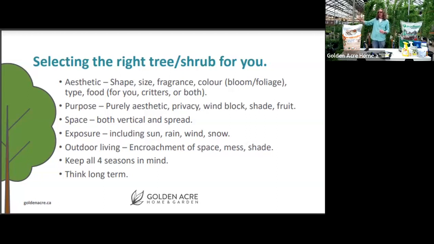So we need to consider that, not just for our aesthetic, but for the tree, because we don't want to be replacing it every year. We're not planting a tree with the idea to dig it up. We're planting a tree that we go, oh my God, I am going to enjoy this every year moving forward. My children are going to enjoy this. So we think long term. We look at the big picture and we decide what is right for us.